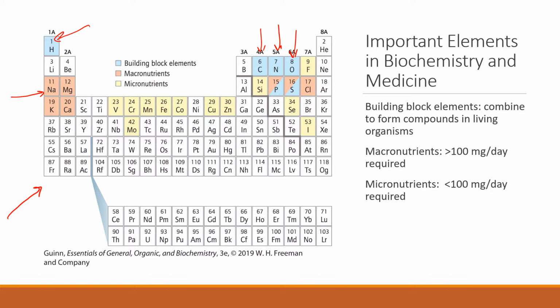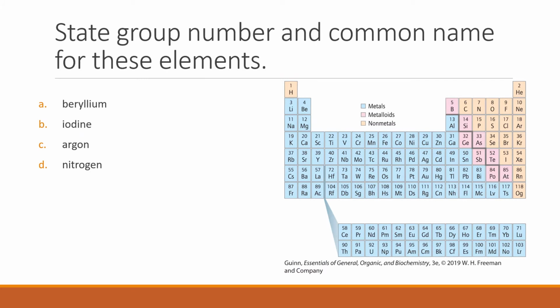There are 12 micronutrient elements. These elements are shown in yellow boxes, such as here. Micronutrients are those elements which are required in quantities less than 100 milligrams per day. The role of all these macro and micronutrients will be studied in chapter number 17 at the end of this book. Let's take a look at this example problem.